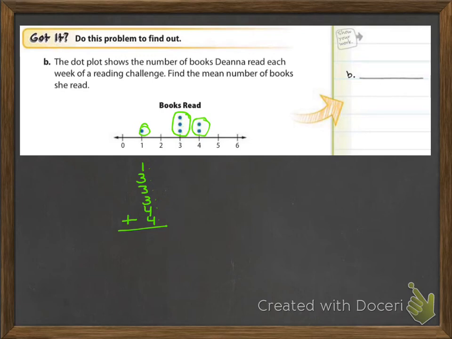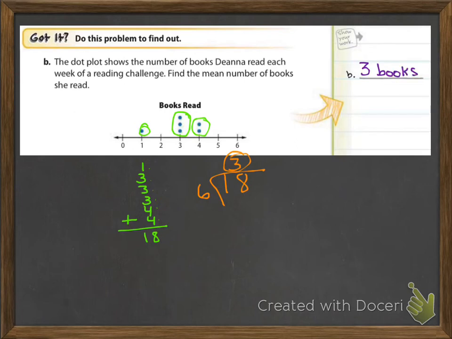So then we have 4, 8, 9, and then 3, 6, 9. So 9 plus 9 is 18. So when I add them up, I get 18. And remember, I had 1, 2, 3, 4, 5, 6 pieces of data. So you're going to have 18 divided by 6, and you get an average or mean of 3. But keep in mind, you need to tell me what the 3 represents. You can't just write 3 for your answer. You would write your answer as 3 books because that's what you're solving for.